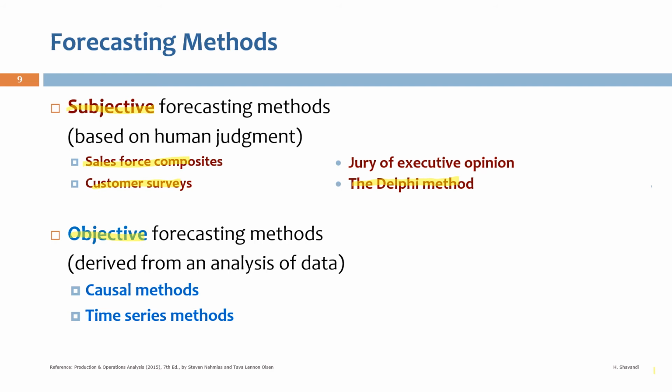And in objective, we will use historical data. So the forecasting is made based on the analysis of data, and we have two categories of methods here: causal methods and time series methods. Okay, and in this chapter, we're going to consider just the objective methods, and we'll learn the causal and time series methods in this chapter.